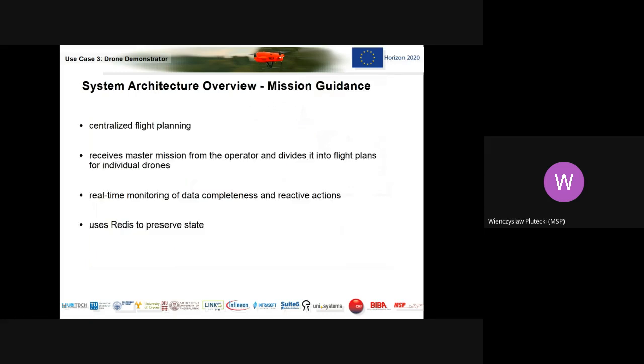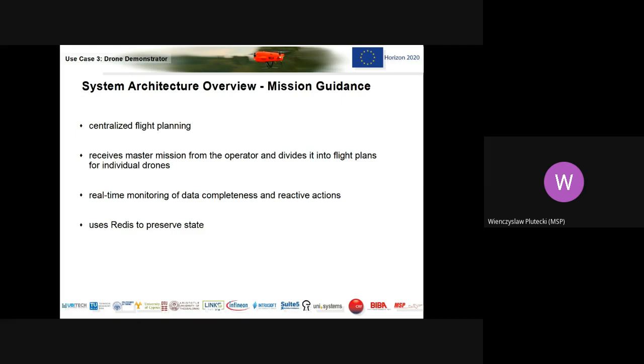Okay, so let's discuss the particular services. The most important one is called Mission Guidance, and it's responsible for all the decision making in the system. Thanks to the Rainbow, we could just implement one service that makes all the decisions, because we can trust that there will always be exactly one instance of this service running somewhere in the Rainbow. And this is the service that receives from the operator the master mission that needs to be then assigned in chunks to individual drones.